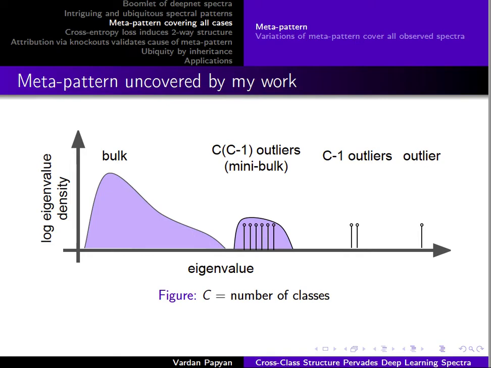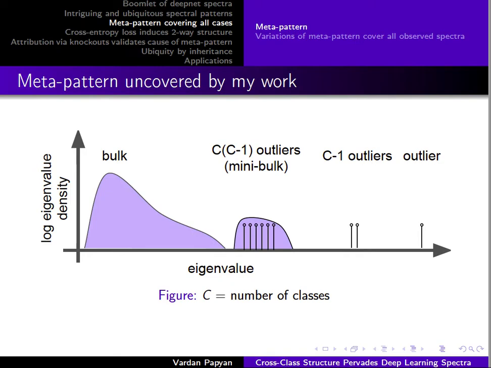Then you can see how there are C minus 1 outliers, where C is the number of classes. So if we have 10 classes, it would be 9 outliers. Then we have C times C minus 1 outliers, which is approximately 90 if you have 10 classes. And then we have a bulk. You can see how these C times C minus 1 outliers are sometimes clumped together to form a continuous shape, so it's kind of like a mini bulk.